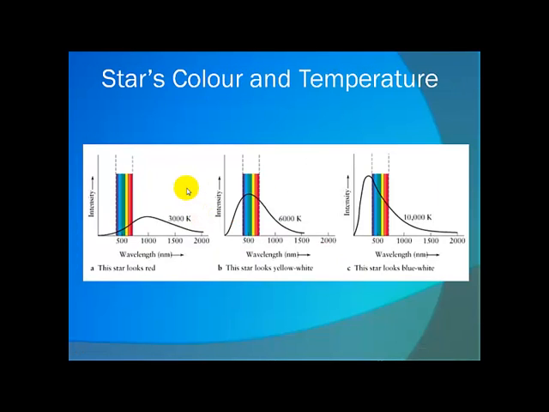Here we have different black body curves for different stars. 3000 Kelvin, note that the peak wavelength is around 1000 nanometers. Here it's roughly 500 nanometers. For a star of 10,000 Kelvin, it's 300 nanometers or something like that.